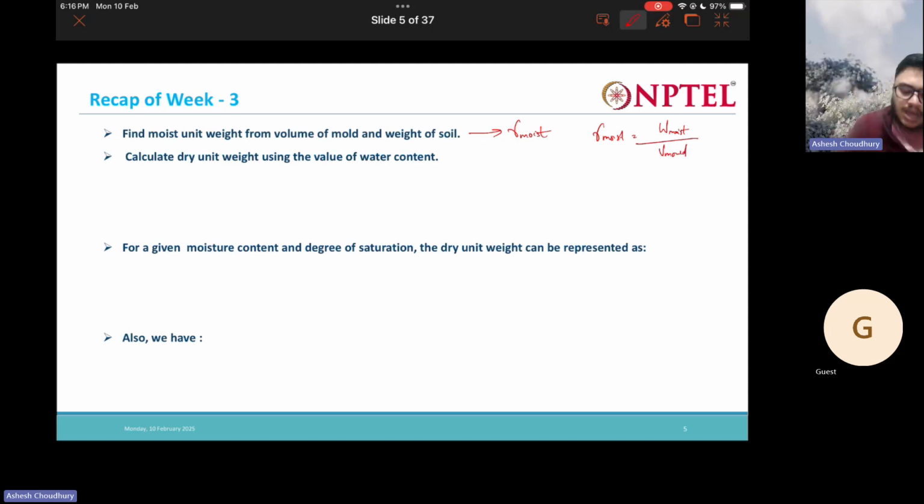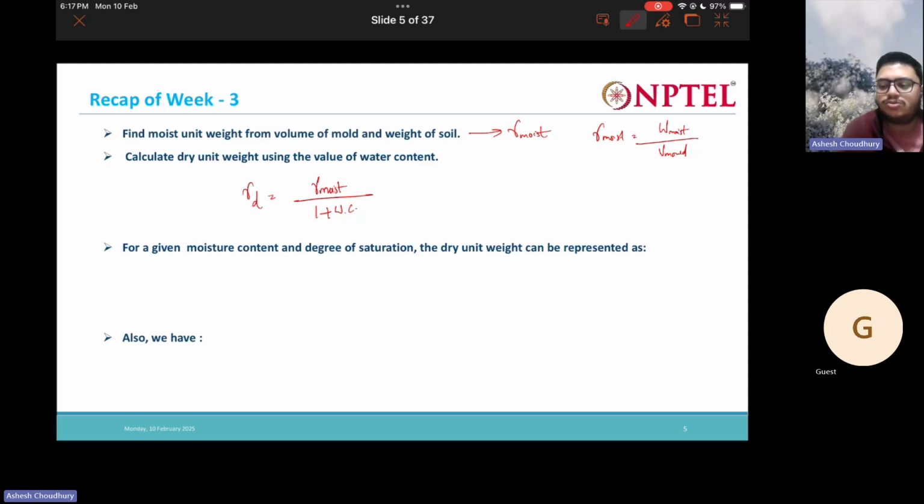Volume of the mold. After that, we need to calculate the dry density. So you already know how we can calculate the dry density from the total unit weight. How? Dry density is the total unit weight, or moist unit weight, divided by 1 plus the water content. From that soil, you take some sample and keep it in the oven and take out the water content, so that you can calculate the dry density. Like that, for a particular amount of water content, you get a particular dry density.